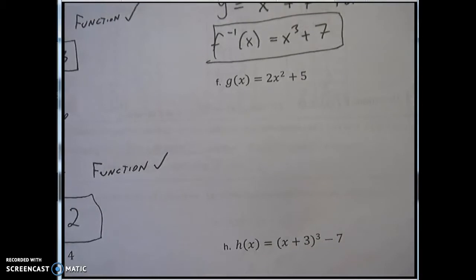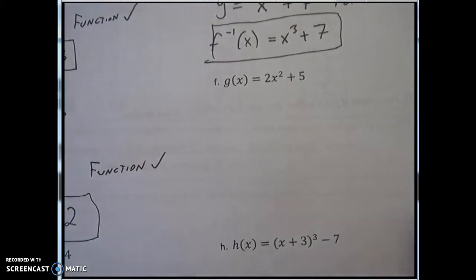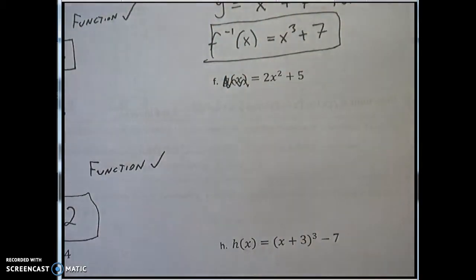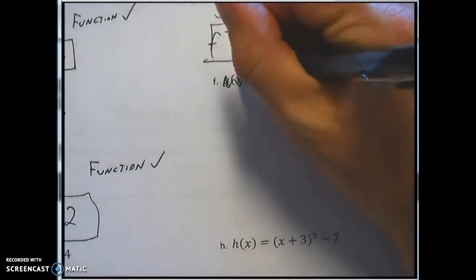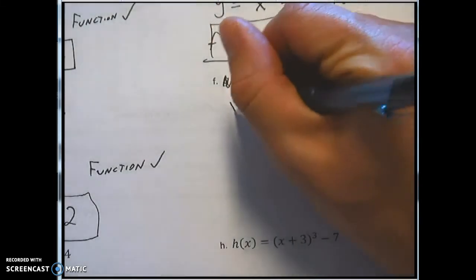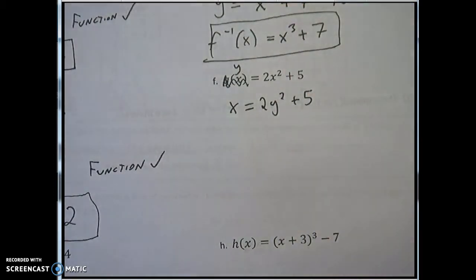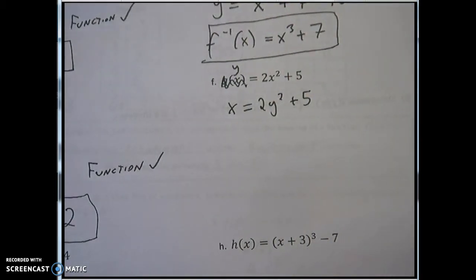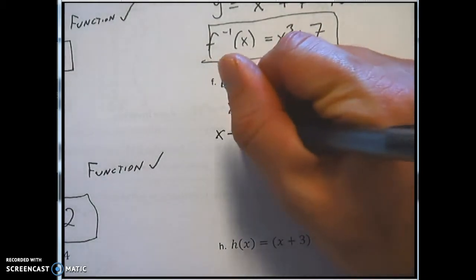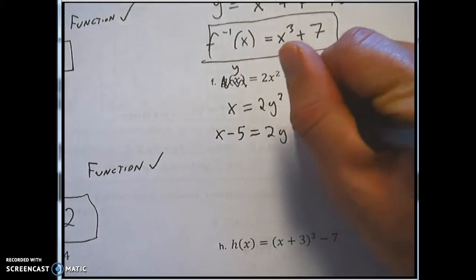How about g of x equals 2x squared plus 5? Well, let's change that to a y and make it x equals 2y squared plus 5. I'm going to go ahead and start by subtracting the 5. x minus 5 equals 2y squared.